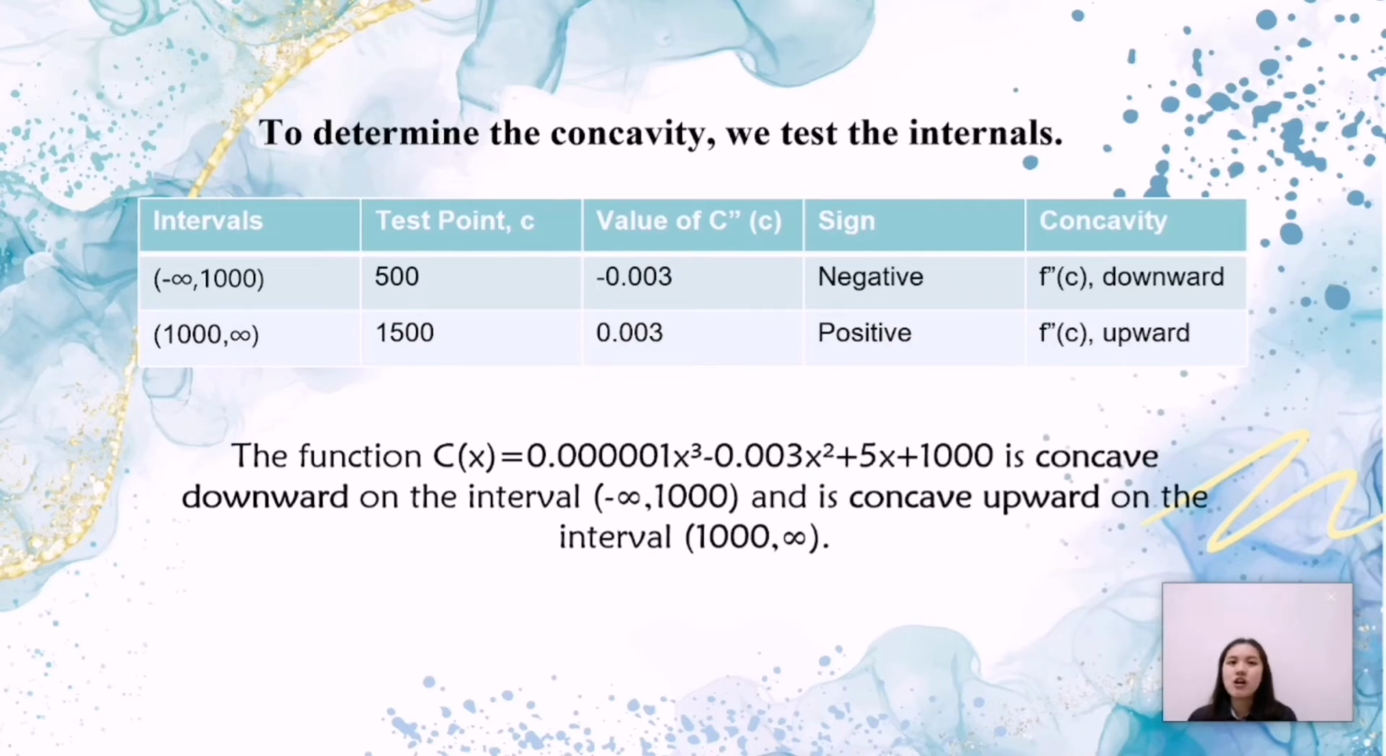As a conclusion, the cost function 0.00001x cubed minus 0.003x squared plus 5x plus 1000 is concave downward on the interval negative infinity to 1000, and is concave upward on the interval 1000 to infinity.